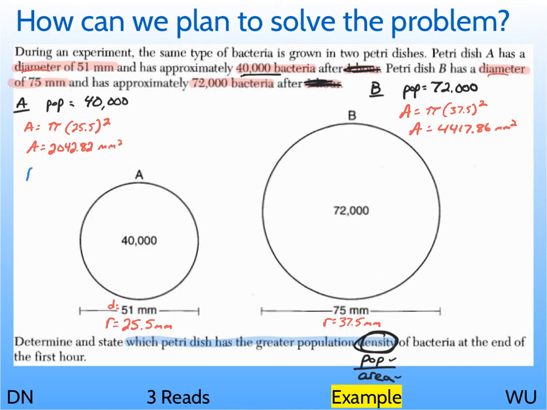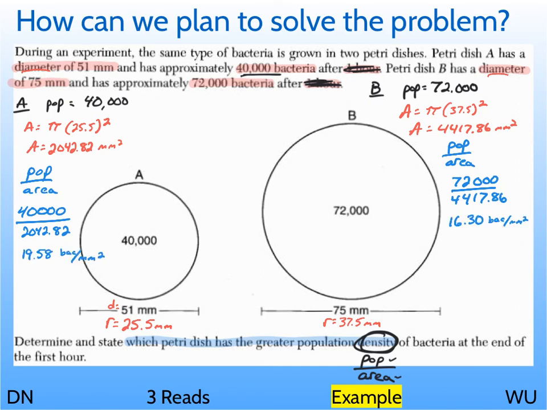So finally, to solve this actual problem, what we need to do is the population over the area. So in the first one, we're going to do 40,000 divided by 2,042.82. And for the second one, for the population over the area, we're going to do 72,000 over 4,417.86. And again, calculator time. And we get that the first population density is 19.58 bacteria per millimeter squared, and the second one is 16.3 bacteria per millimeter squared.